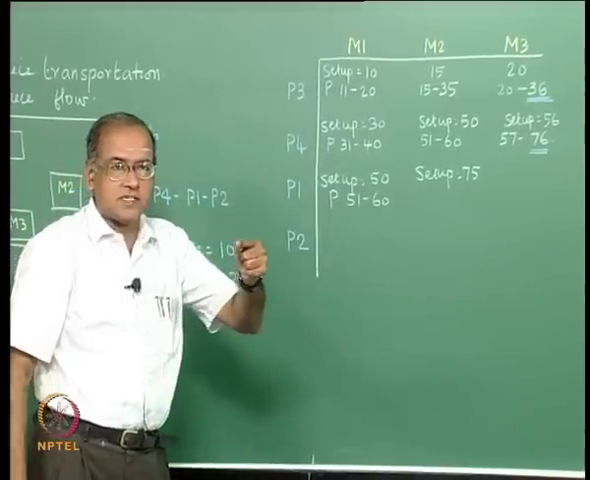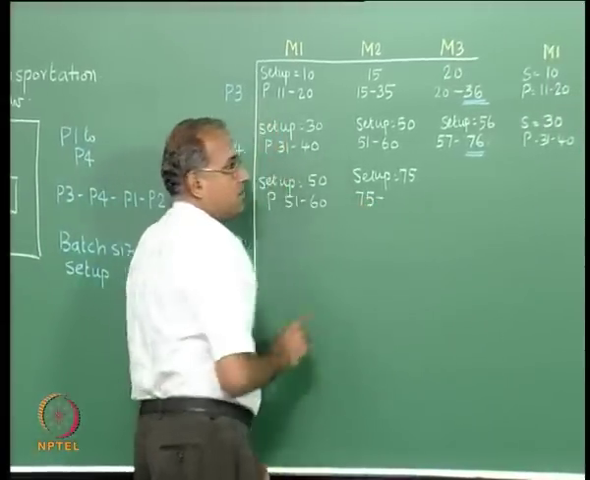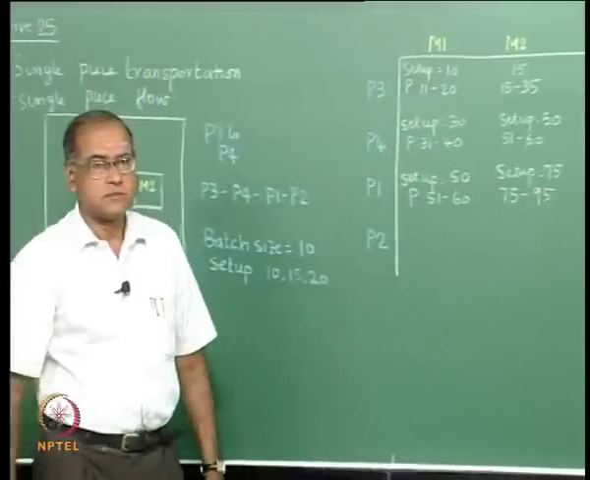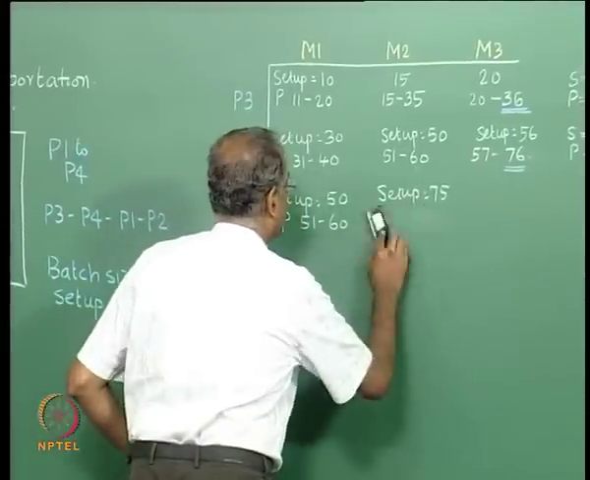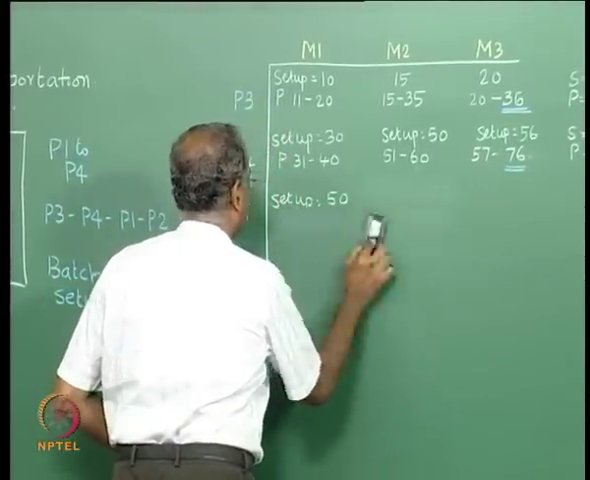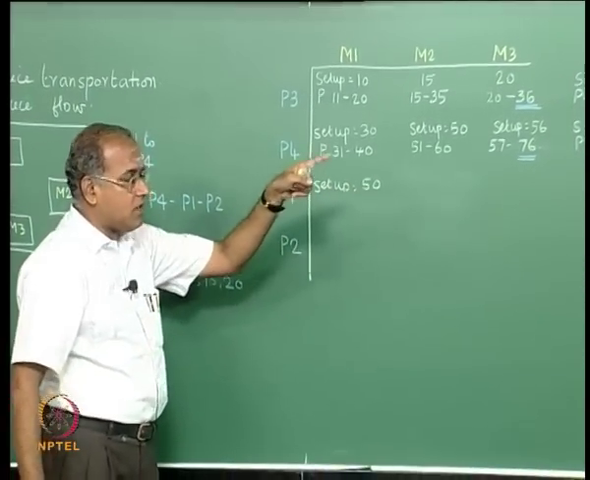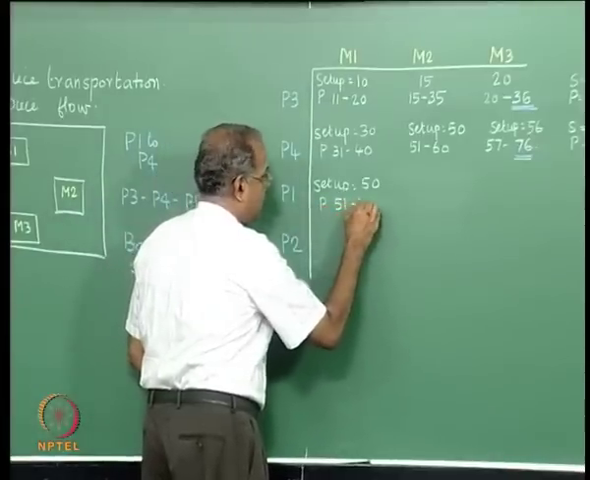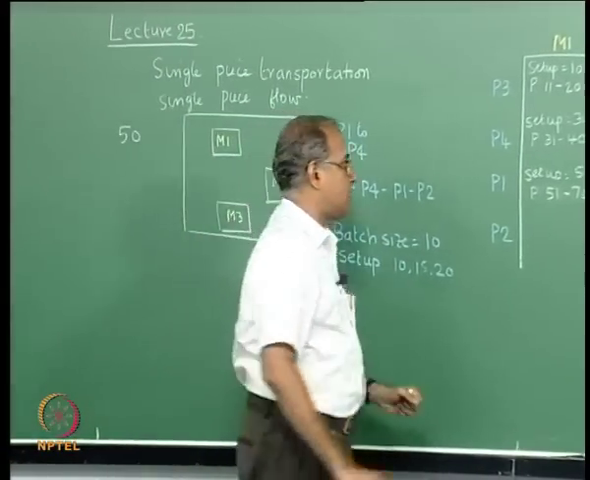At 75 we can start producing. So the production will be between 75 to, it takes 2 pieces, 75 to 95. P1 the time is 2, so there is still another small error here. Setup finishes at 50, P1 on M1 is 2 time units, therefore production will be 51 or 50 to 70. Batch size is 10, so it takes 2 more time units.